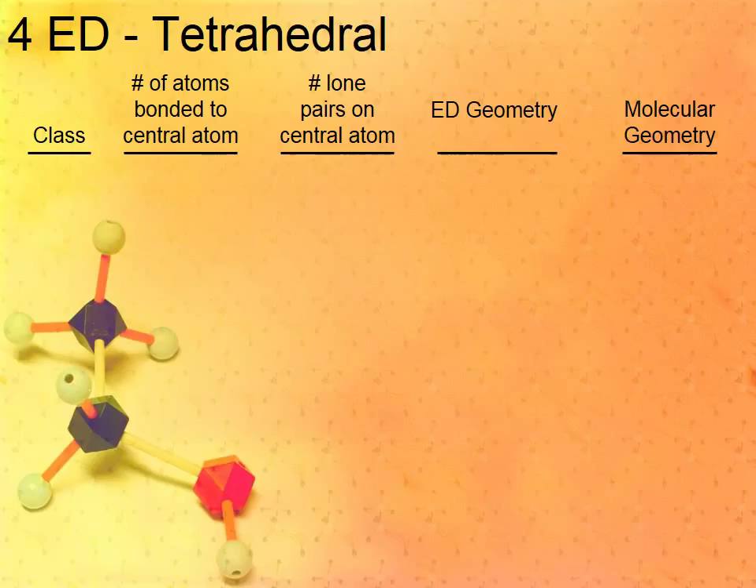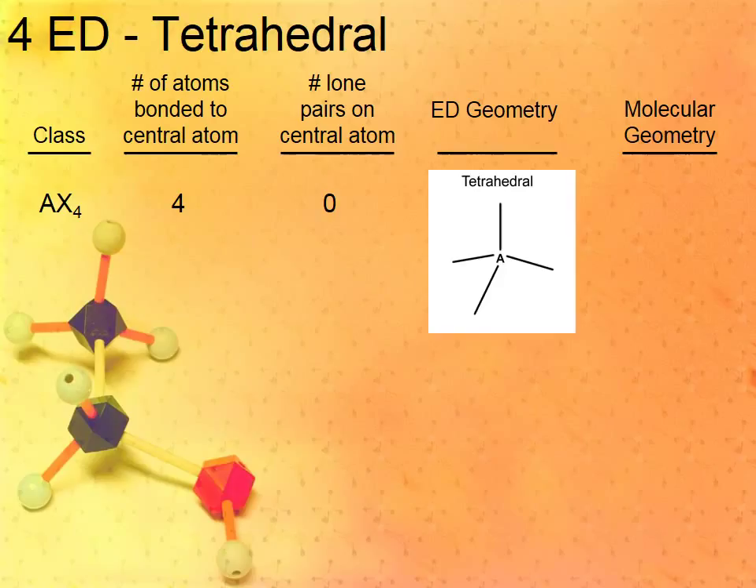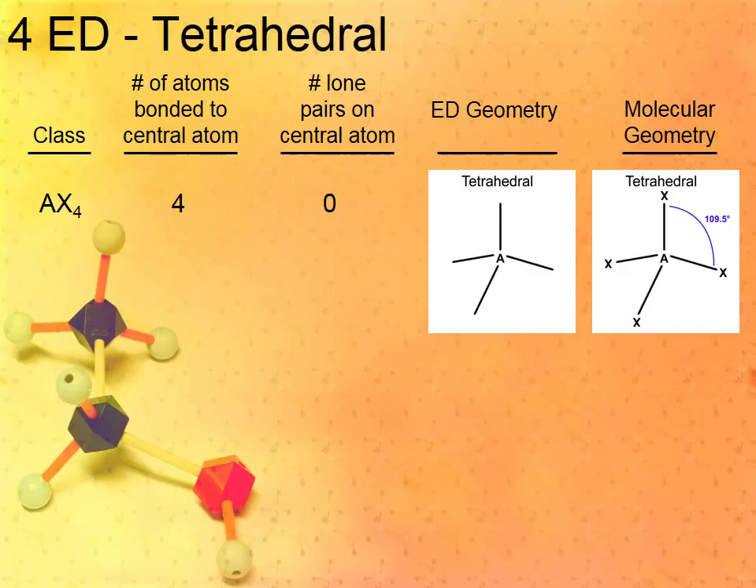So there are 3 different types of 4 electron domain geometry. The first one is known as AX4, in which the central atom is bonded to 4 atoms. No lone pairs exist. The electron domain geometry is simply called tetrahedral, and the molecular geometry, in which you show all the atoms once again, shows that the angles between the bonding pairs are all 109.5.